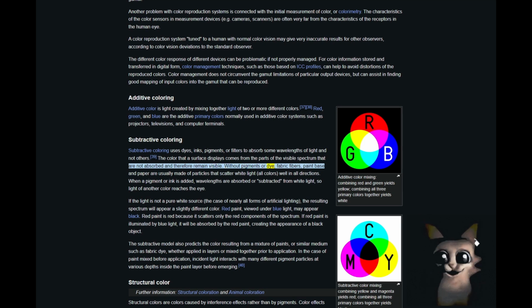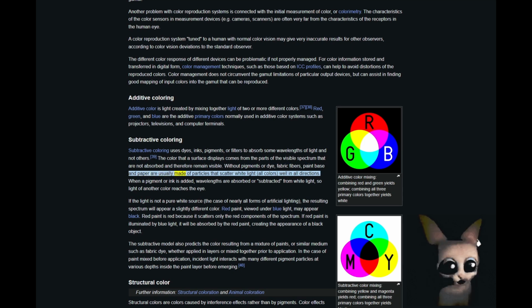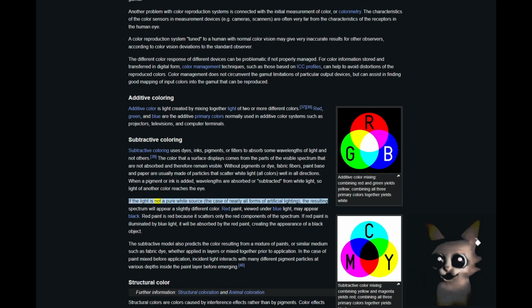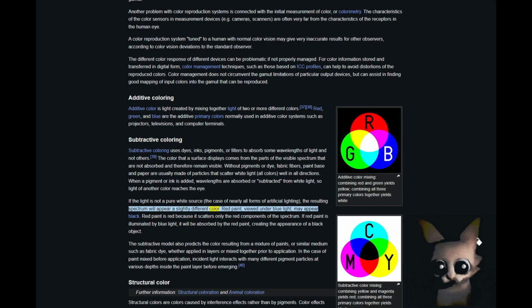Without pigments or dye, fabric fibers, paint base, and paper are usually made of particles that scatter white light, all colors, well, in all directions. When a pigment or ink is added, wavelengths are absorbed or subtracted from white light, so light of another color reaches the eye. If the light is not a pure white source, the case of nearly all forms of artificial lighting, the resulting spectrum will appear a slightly different color.